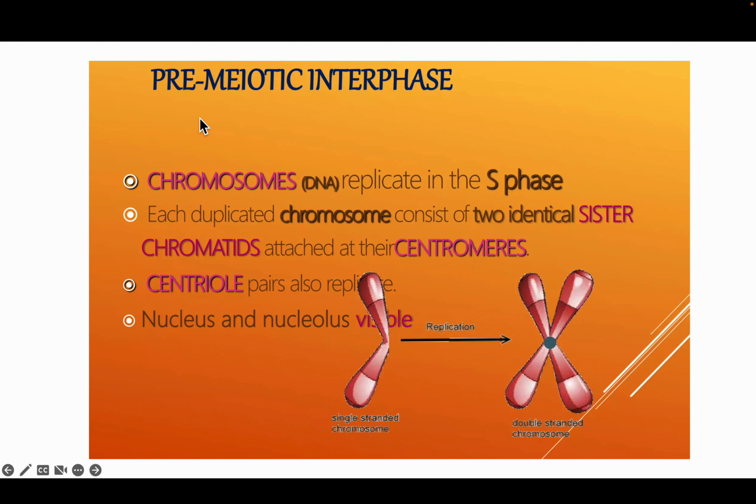So this is pre-meiotic interphase. What happens? Chromosomes replicate in the S phase. This single stranded chromosome undergoes replication in S phase and forms a double stranded chromosome. Each duplicated chromosome consists of two identical sister chromatids attached at the centromere. Centriole pairs also replicate. Nucleus and nucleolus are visible.